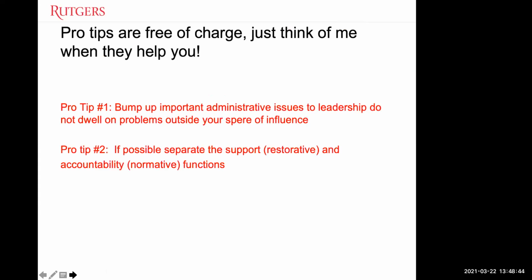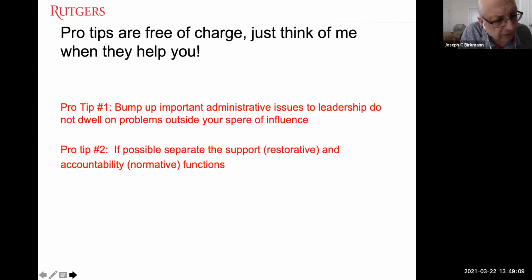All right, so I mentioned some pro tips. The first pro tip is try not to belabor administrative issues in clinical supervision if you can. Try to bump them up to your leadership if you can do that. The second pro tip is separate the support function from the accountability function, from the normative function, if you can, and to whatever degree you can. You'll never be 100%.